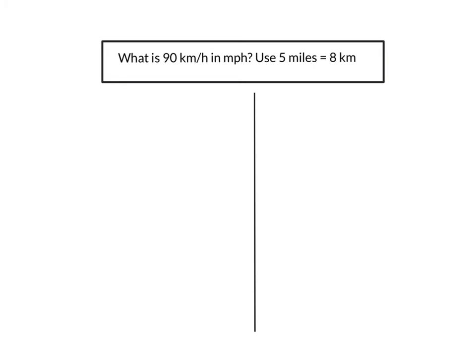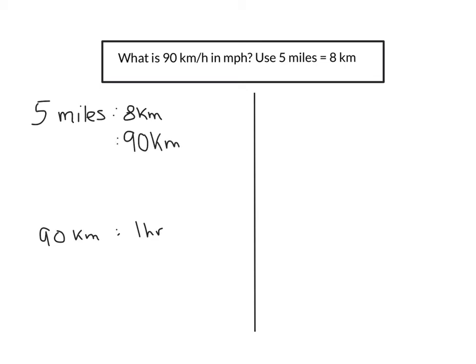What is 90 kilometres per hour in miles per hour? Use 5 miles is 8 kilometres. Let's set it out as a ratio. So 5 miles is 8 kilometres. I want to know 90 kilometres per hour. So 90 kilometres per 1 hour. So I need to turn miles into 90 kilometres. So I need to think, how do I get from 8 to 90?